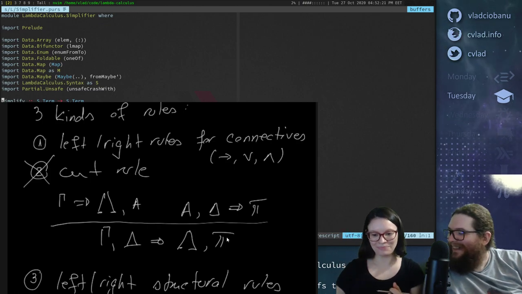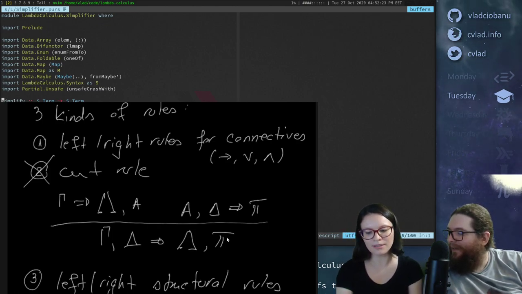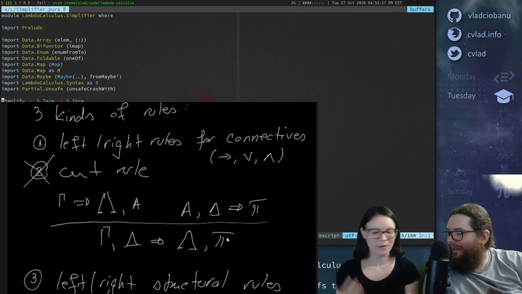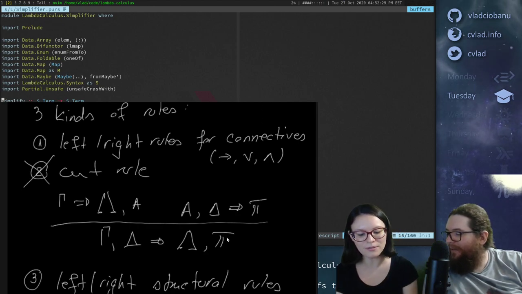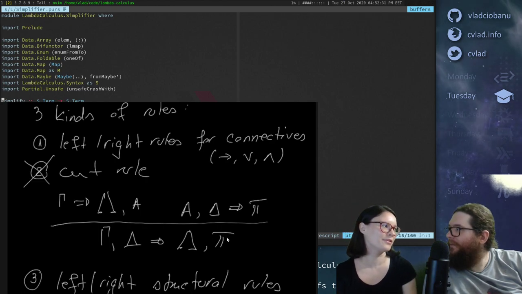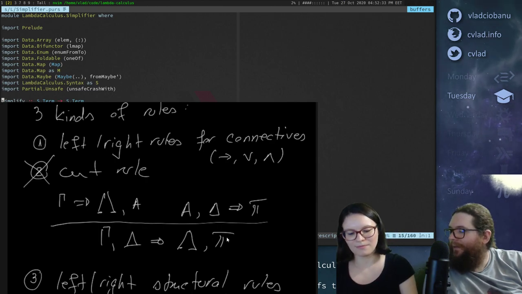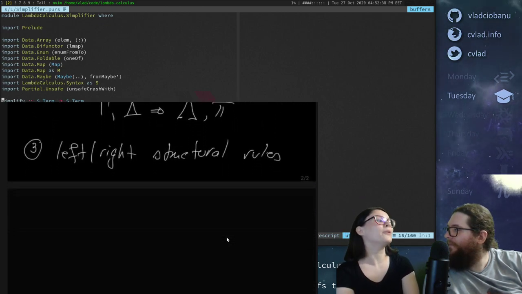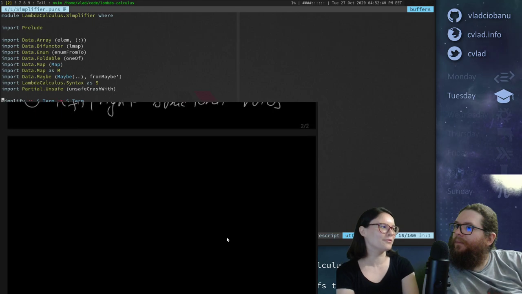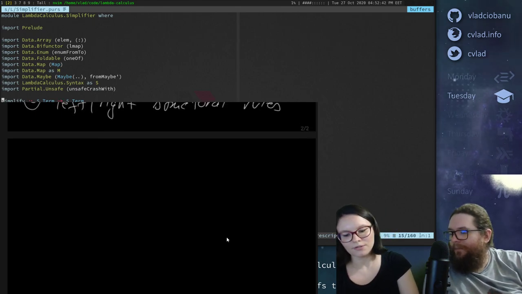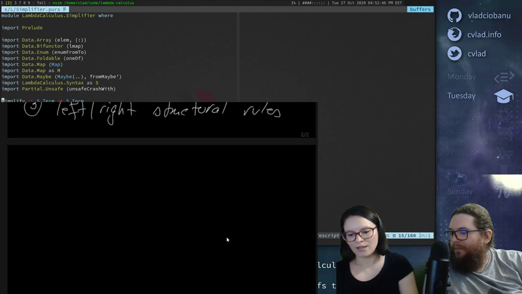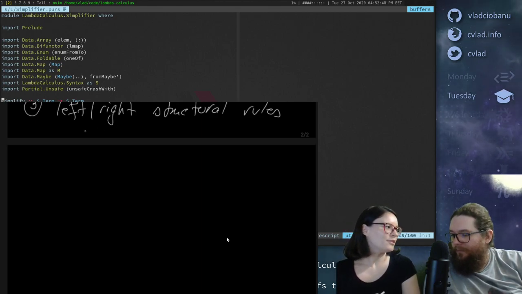Then I will come back to the rules for connectives and give some examples, because maybe we want to see some examples. But I want to speak about the structural rules first, because maybe some people know linear logic and so on, and this is how you see that. This is the beauty of sequent calculus. Right, so structural rules. There are three structural rules, times left and right, so in total there are six.